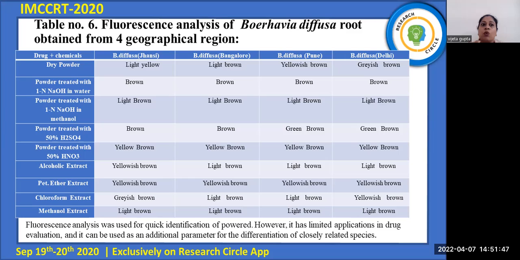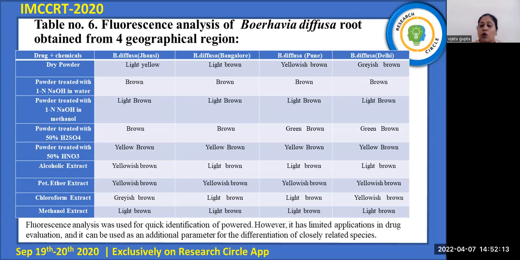Powder is treated with one normal NaOH in methanol. In this also, light brown in all the samples. Powder treated with 50% H2SO4: brown color in two samples, that is Jhansi and Bangalore region, but in Pune and Delhi region, green brown color is observed. Powder treated with 50% HNO3: this is yellow brown in Jhansi and Bangalore region, and similarly in Pune and Delhi regions also.